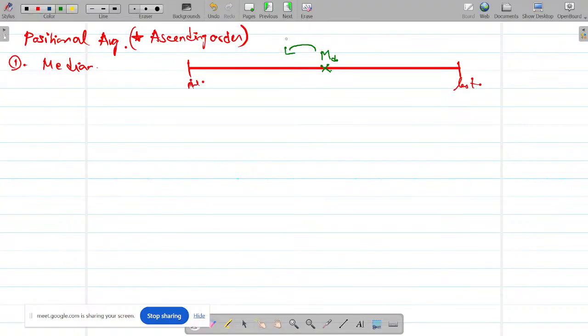Before this mark, 50% of the area is covered, and after this mark, 50% of the area is covered, which means we'll take a 1:1 ratio. This side same and that side same, 1:1 ratio. But instead of dividing into two equal halves, so median is what? Dividing into two equal halves.